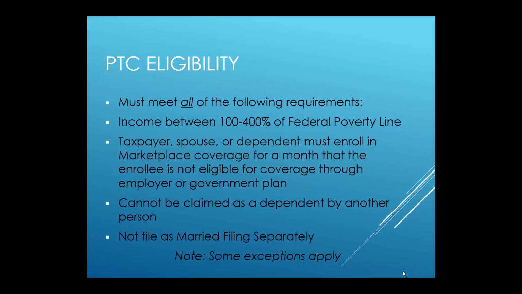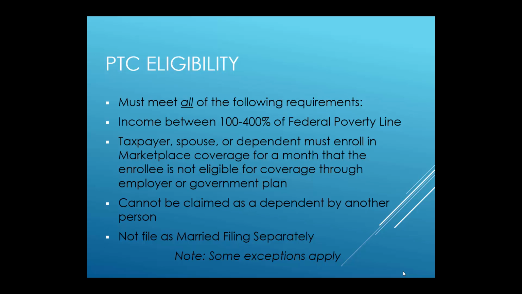The client, spouse, or family member enrolls in a qualified health plan at the marketplace for 1 or more months in which the enrollee is not eligible for other minimum coverage through an employer or a government plan. And to enroll, an individual must be a U.S. citizen or lawfully present and cannot be incarcerated. Household income has to be between 100 and 400% of the federal poverty line, and that's adjusted yearly based on inflation. If the taxpayers are married, they cannot file married filing separately, and again with some exceptions.